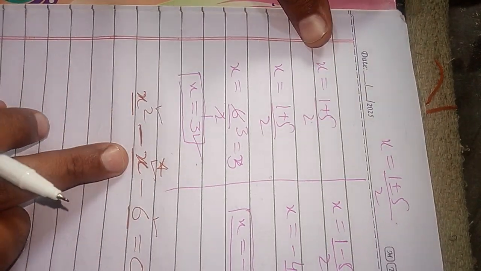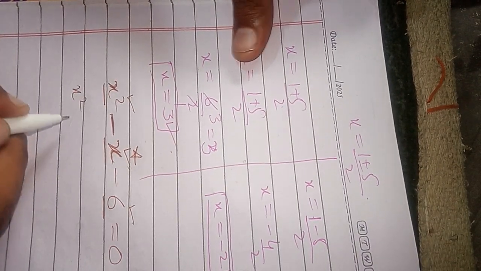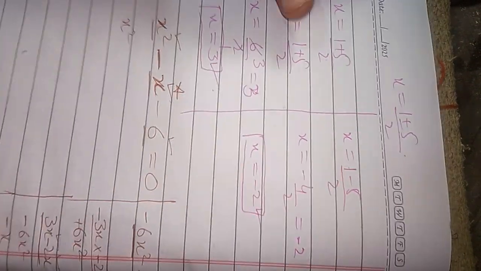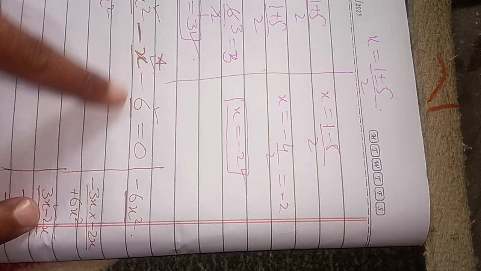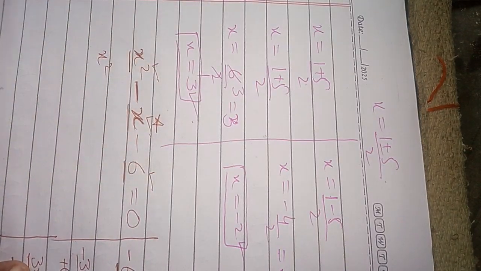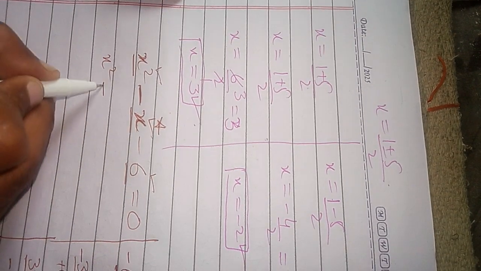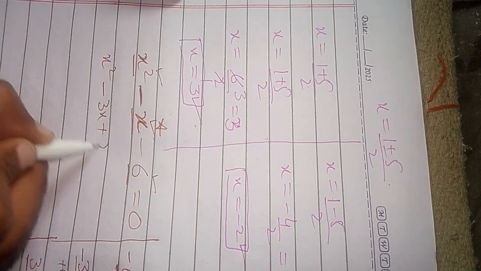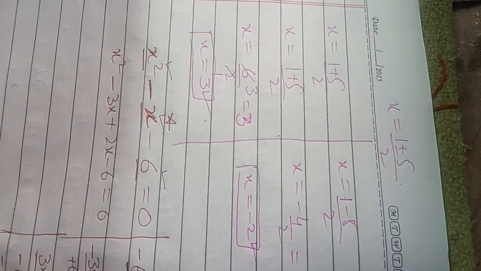Let's replace this middle term by these two terms that we are getting. So why have we found these terms? We have found them to convert these three terms into four terms, because the factorization of four terms is easier than three terms. So this is x square minus 3x plus 2x minus 6 equal to 0. So we have factorized it.